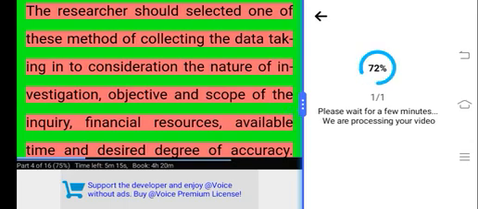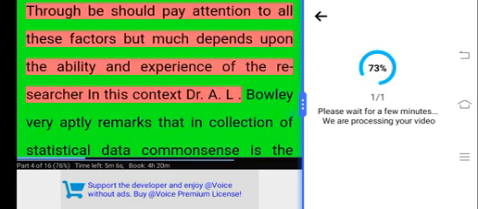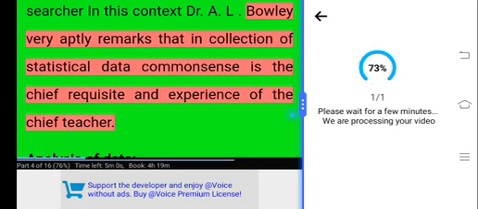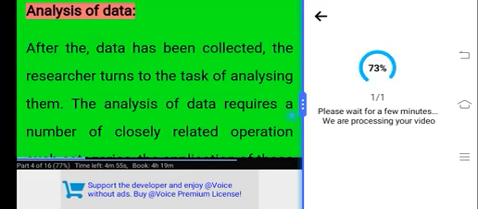The researcher selects one of these methods of collecting the data, taking into consideration the nature of investigation, objective and scope of the inquiry, financial resources, available time and desired degree of accuracy. Though he should pay attention to all these factors, much depends upon the ability and experience of the researcher. In this context, Dr. A.L. Bowley very aptly remarks that in collection of statistical data, common sense is the chief requisite and experience the chief teacher. Analysis of data.